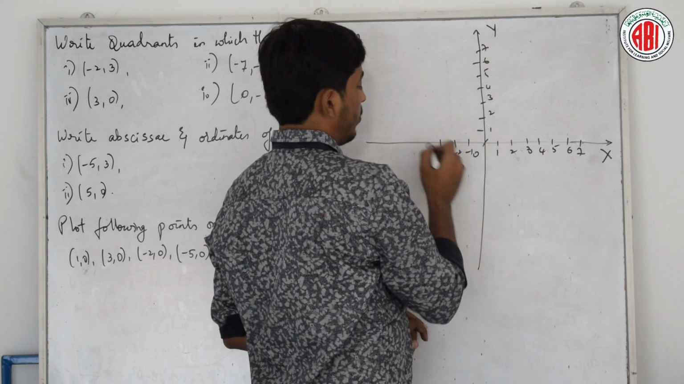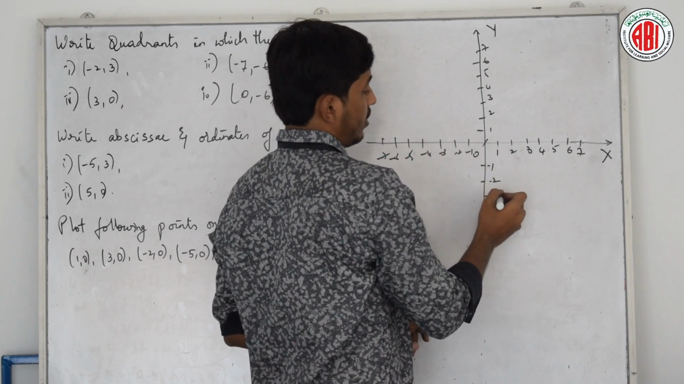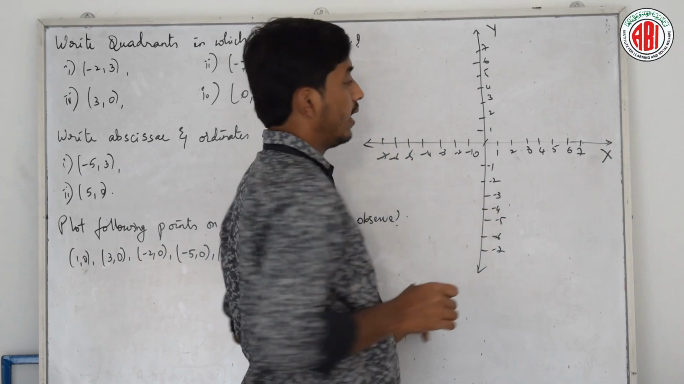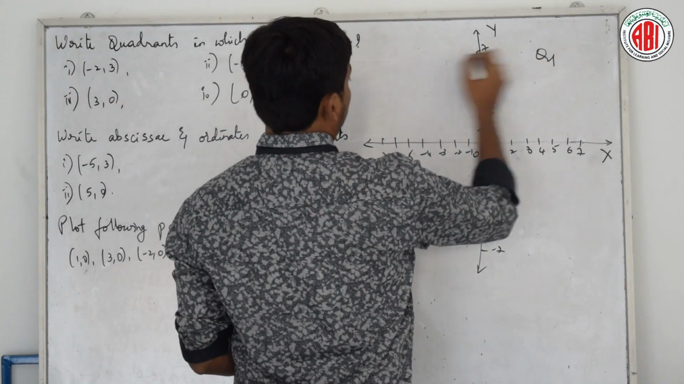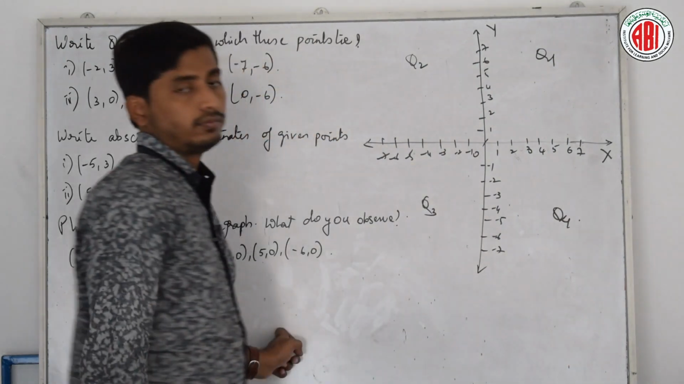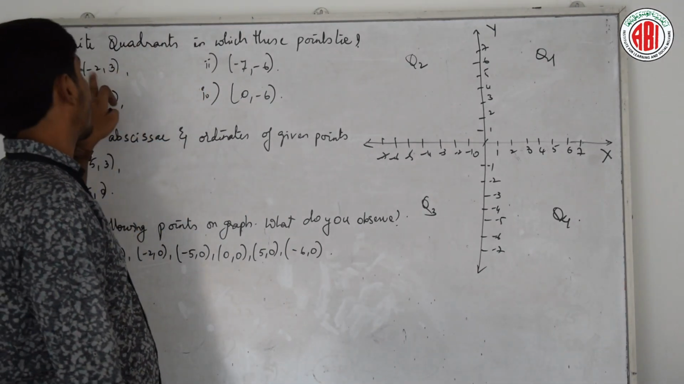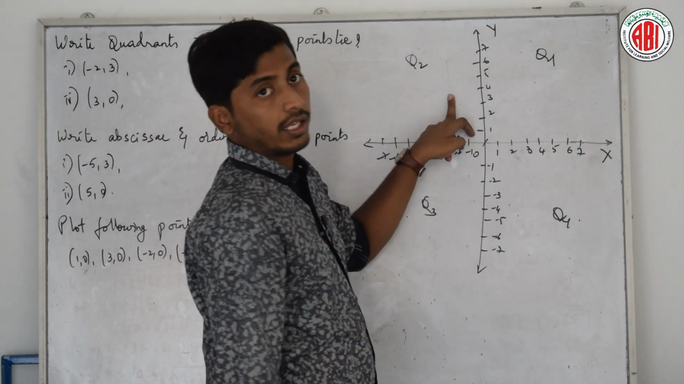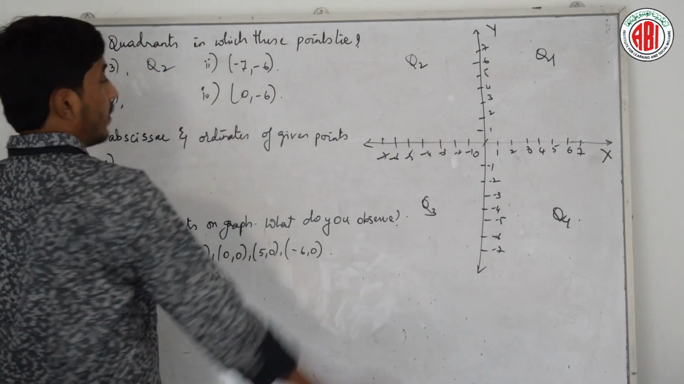Minus 1, minus 2, minus 3, minus 4, minus 5, minus 6, minus 7. Minus 1, minus 2, minus 3, minus 4, minus 5, minus 6, minus 7. Clear? Now let us check. This is quadrant 1, quadrant 2, quadrant 3 and quadrant 4. Clear? Now minus 2 comma 3, that is x coordinate is minus 2 and y coordinate is 3. In which quadrant does it lie? That is in Q2. Clear?